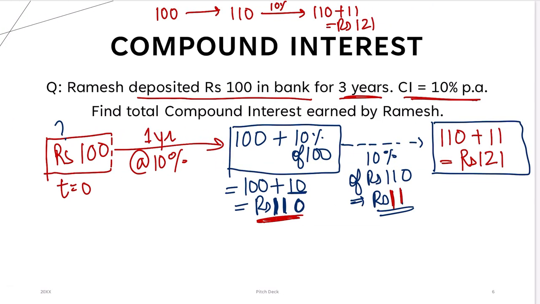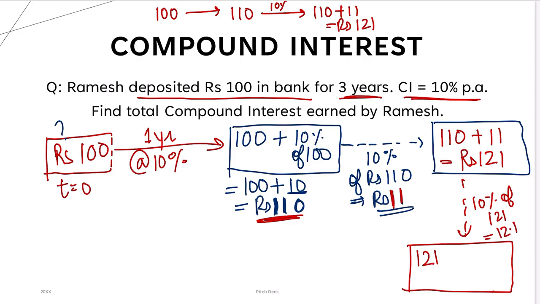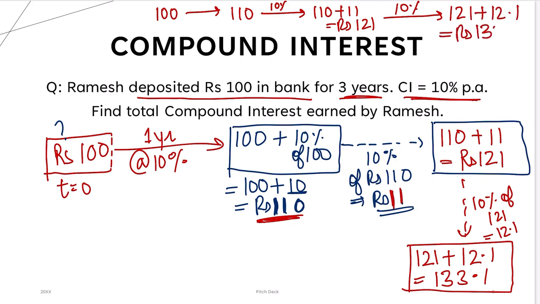Right? Now, what is happening in the third year? Third year again, 10% of what? 10% of not the original amount, but 121. 10% of 121 is 12.1. So 121 is the amount he has currently in the bank. This year he got 12.1 extra in the account. So 121 plus 12.1 is 133.1, the final amount he has in the bank.